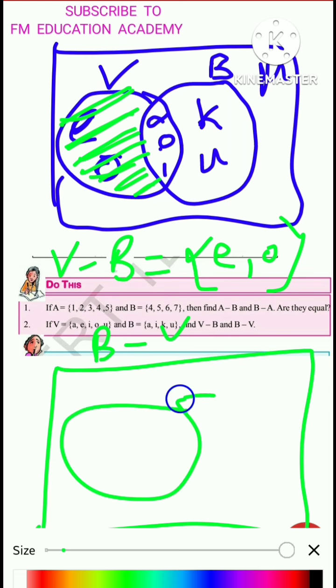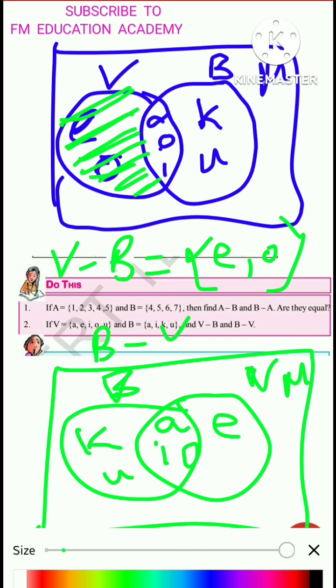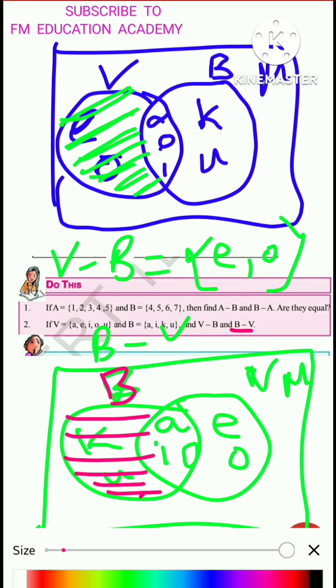Now let us draw the Venn diagram for B minus V. So this is set B and this is set V, and this is universal set mu. Common we have is a, i, o. In set B, what do we have? K and u, and in set V we have a, e and o. So what will I shade? I will shade this part because elements belong only to B and not to V. Okay, so I have shaded only this part.